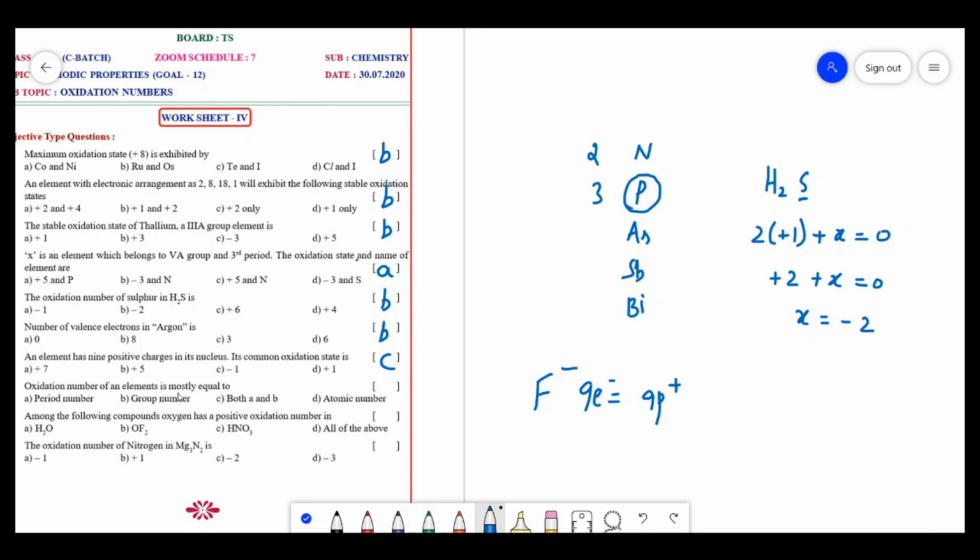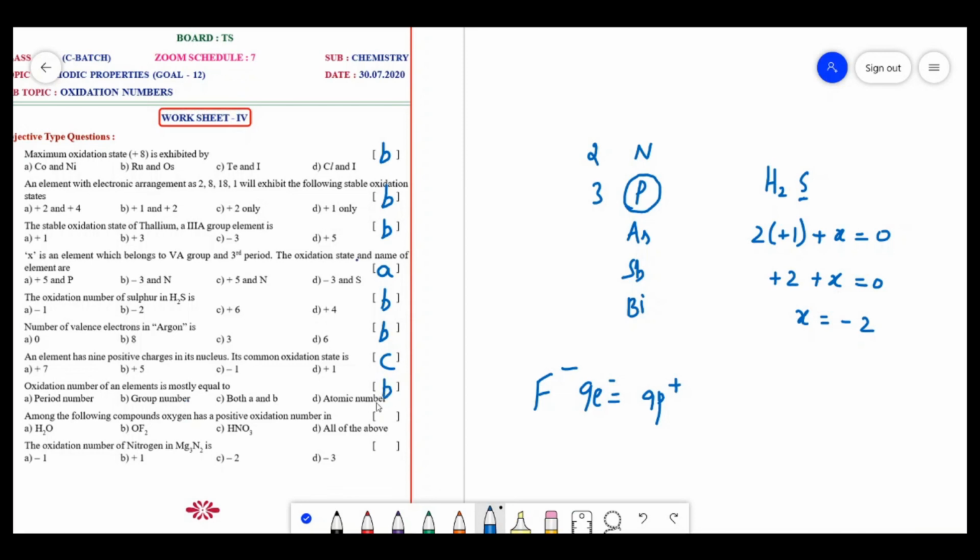The oxidation number of an element is mostly equal to its group number. And remember, the oxidation number of any element should not be more than its group number.